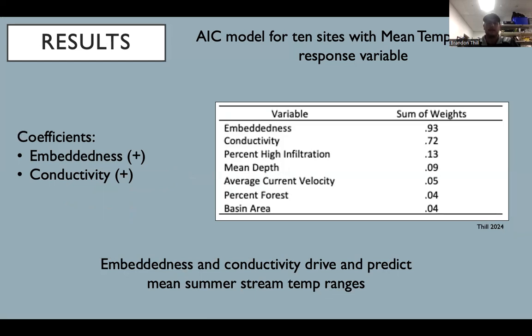This AIC model is dealing with mean temperature range. So the warmest time of day for the stream and the coldest time of day. And we see something a little different here. We have embeddedness and conductivity being the most influential on this mean temperature range. And what we've seen in that figure I had showed you is that our sandstone streams have a smaller range of temperatures throughout the day. And they tended to be more embedded and have lower conductivities.